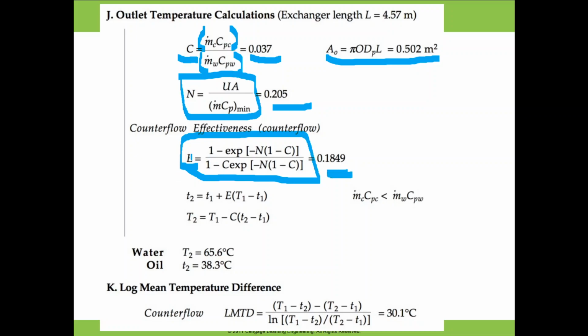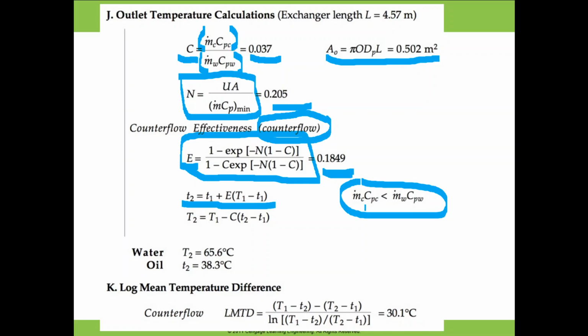Remember that for E we have two formulas, one for parallel flow and one for counterflow. Here we are using the counterflow formula. Once you have calculated E, you use the formula depending upon your condition. What condition prevails? If Cp of the cold fluid is minimum, then the set of formulas you choose is this one, and then you can calculate the outlet temperatures for the cold fluid and warm fluid, and they come out to be these values. Okay, so now your outlet temperatures are calculated.